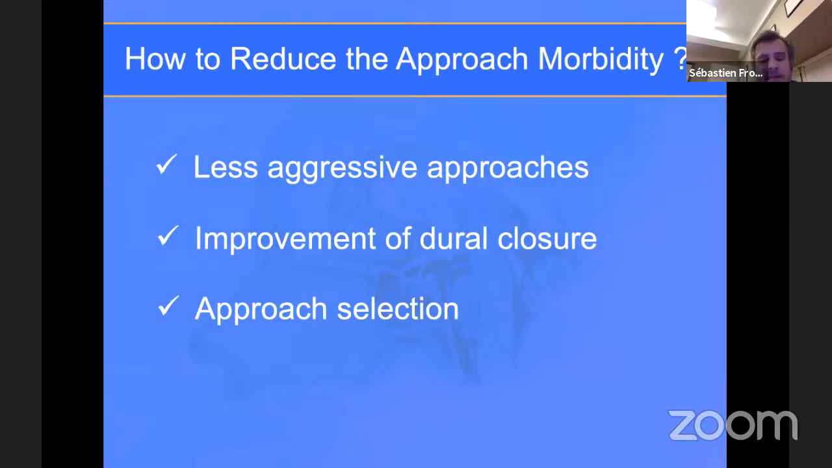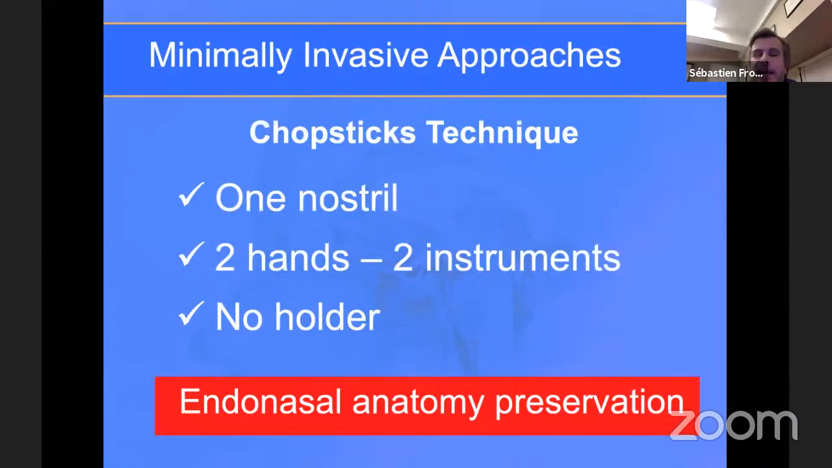We saw that CSF leak is still an issue, and maybe we need to select the indications better. So we have tried to reduce the aggressiveness of the approach by using this technique that we have published. I have used it for 10, 15 years now. I hold the suction with the endoscope in the same hand, and I hold an instrument with my right hand. Doing so, I'm not using a holder. I have everything in my own hands.